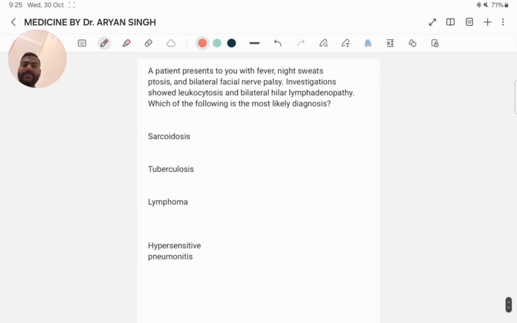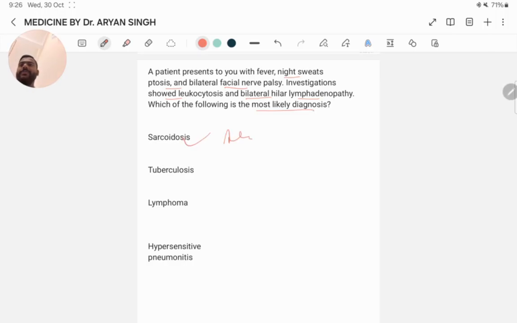Next question. A patient presents to you with fever, night sweats, and cough with bilateral facial neuropathy. Investigation showed leukocytosis and bilateral hilar lymphadenopathy. Which of the following is the most likely diagnosis? Here the best answer is sarcoidosis, because the given clinical scenario suggests sarcoidosis.